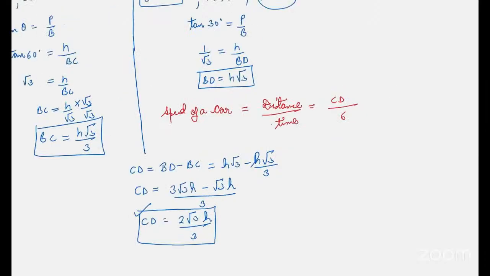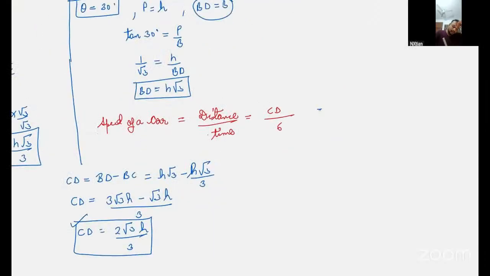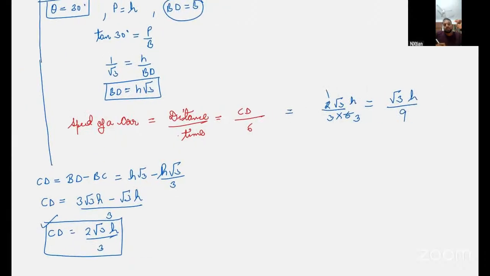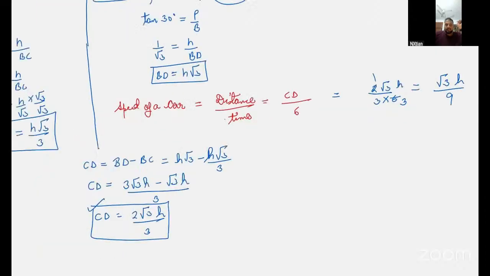Now, if I get the speed of the car, it is going to be 2 root 3 by 3 into 6. 2 ones are 2, 3 twos are 6. It will become root 3. No, where is h? h will also be there. Root 3h by 9. This is the speed of the car. Are you getting this?